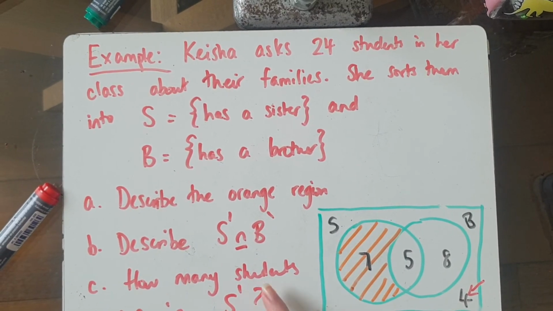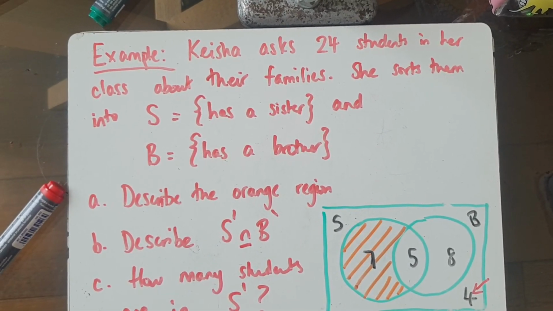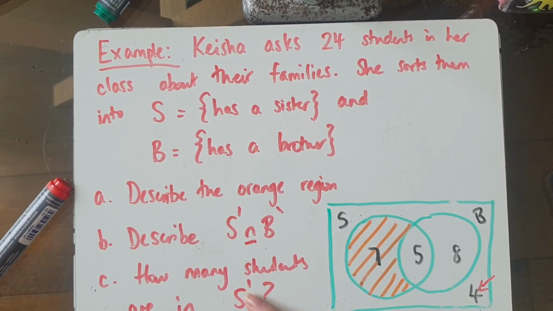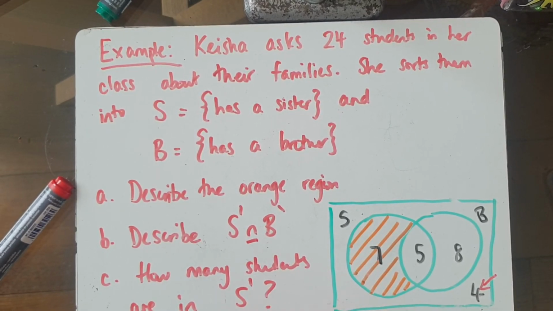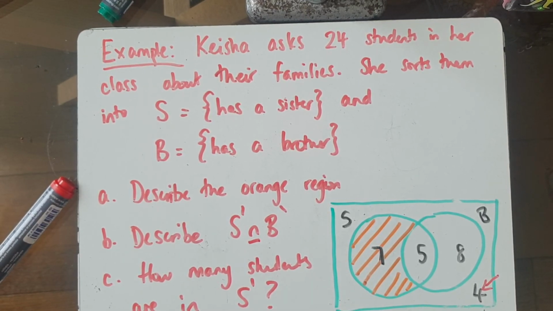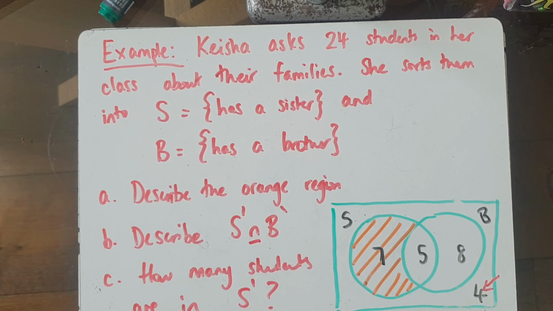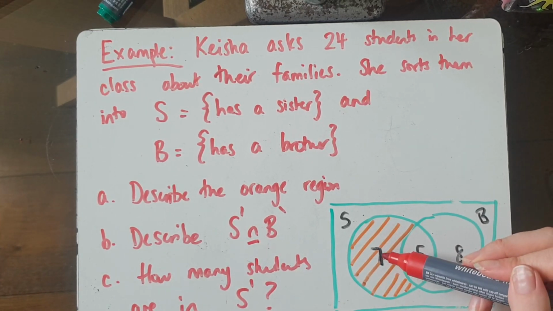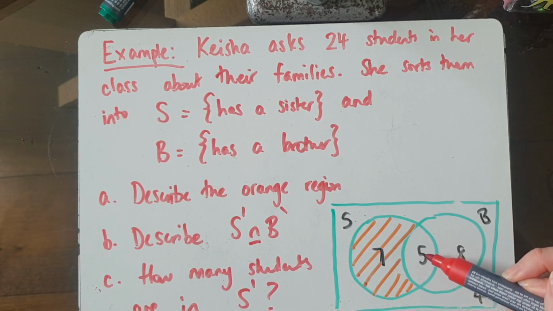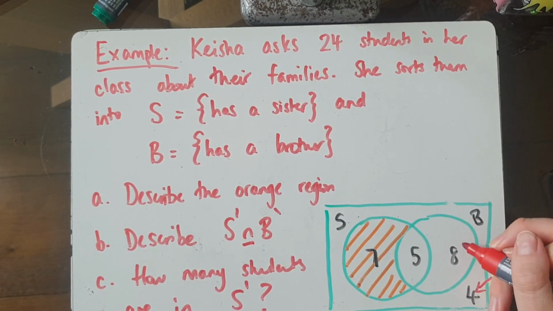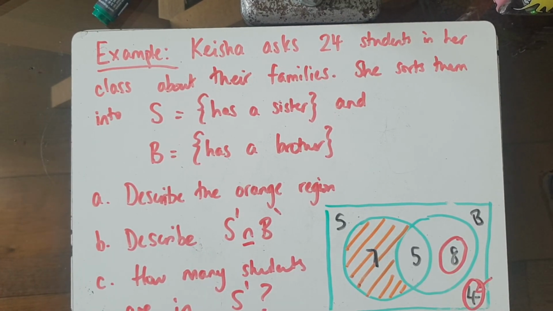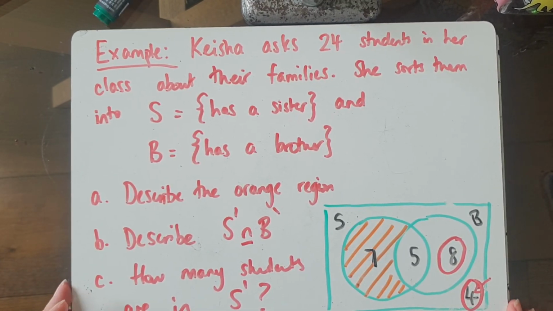And then finally, how many students are in S dash? So this means how many students do not have a sister. The dash means do not and S means sister. So how many students do not have a sister? These 7 do have a sister. They only have a sister. These 5 have a brother and a sister. But these 8 only have a brother. And these 4 don't have a brother or a sister.